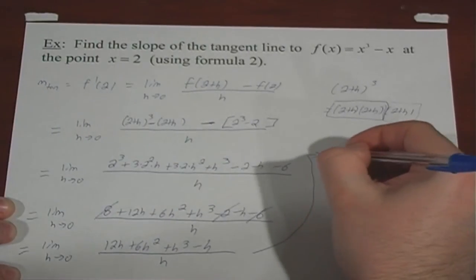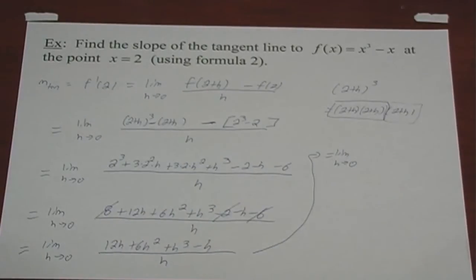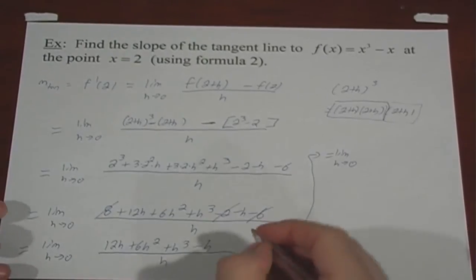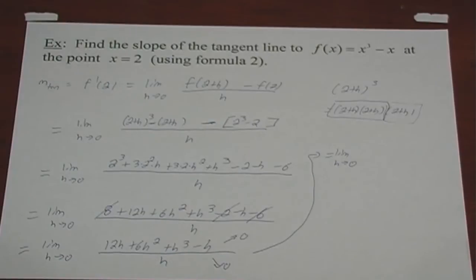Now let me go over here. So limit h goes to 0. Now what kind of limit is this? Well, the limit of the top goes to 0 because you plug in 0 for h, you get 0. Limit of the bottom is also 0. So this is a limit of the type 0 over 0. What do you do when you have a limit of the form 0 over 0? You do algebra. In this case, we're going to factor.